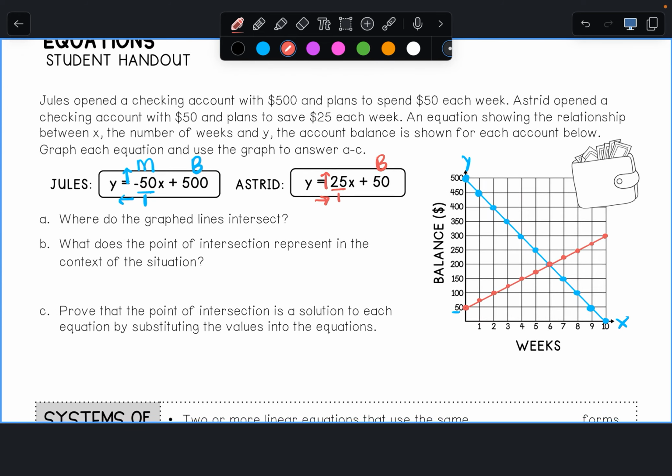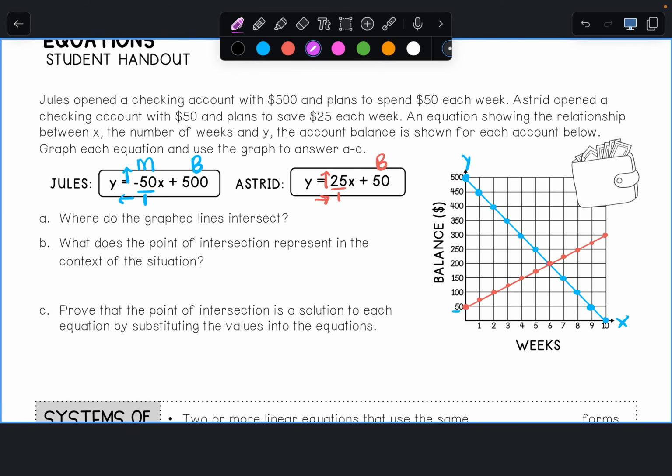After 6 weeks, both girls will have an equal balance. So out of all of those points, there's only one point that they have in common. 6, 200.